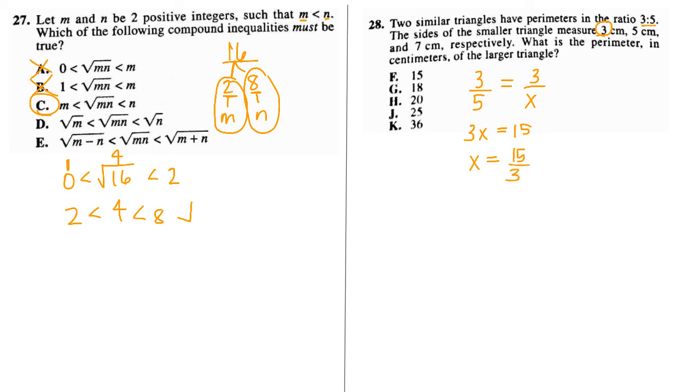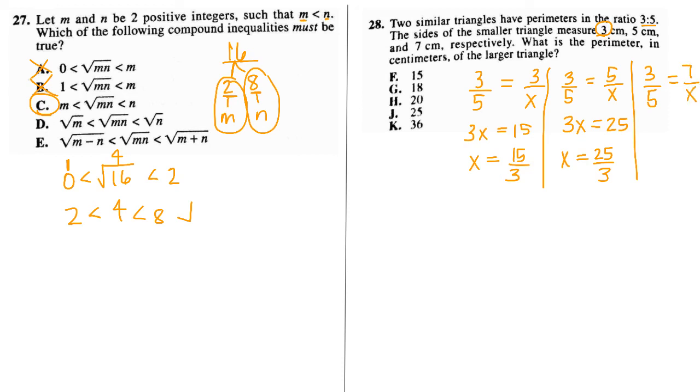And so we set up again. We keep going through this process. So again, 3 to 5 equals 5 to x. And so I have 3x equals 25. So this side is 25 over 3. And then let's do one more side. So I have 3 to 5 again is equal to 7 over x. And here I have 3x equals 35. And so x equals 35 over 3.